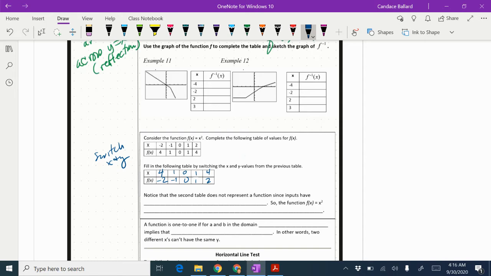So in order for something to be a function, you can only have one y value for each individual x value. And you'll notice that in the second table, my x value of 4 has two different y values, which makes it so that it is not a function. So we would call this a relation, not a function. So the way that we would say this is that the second table does not represent a function, since inputs have more than one output.